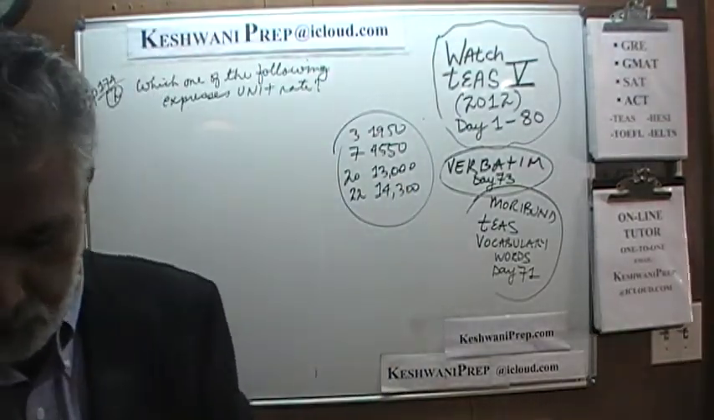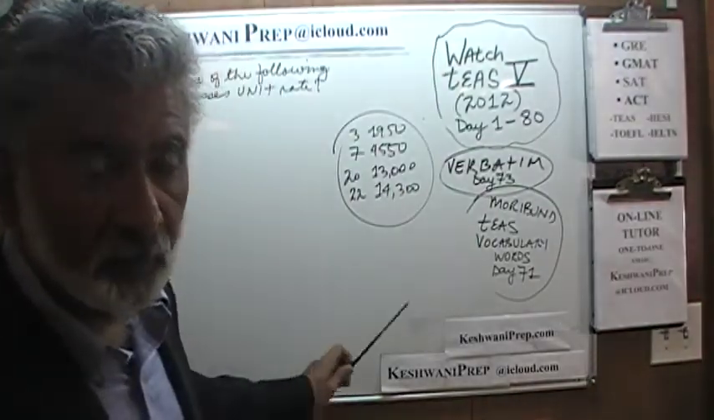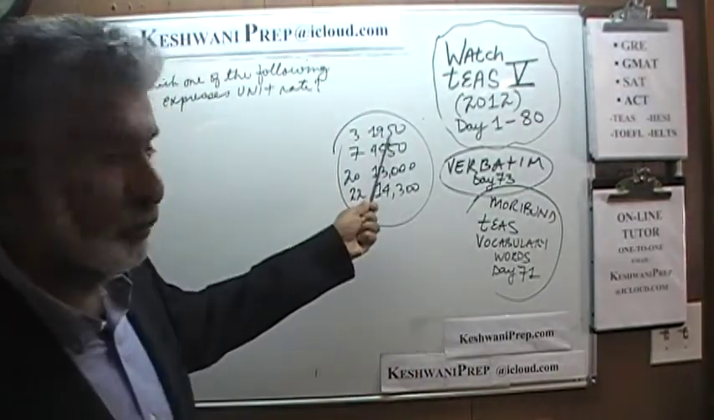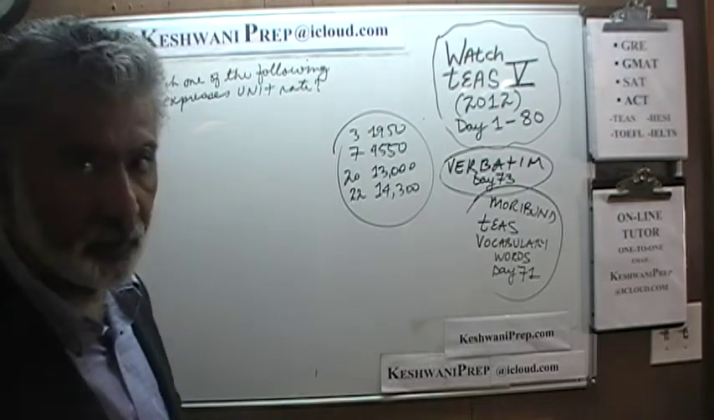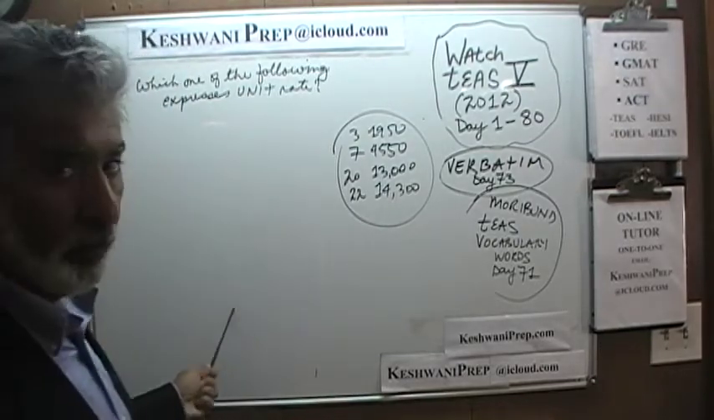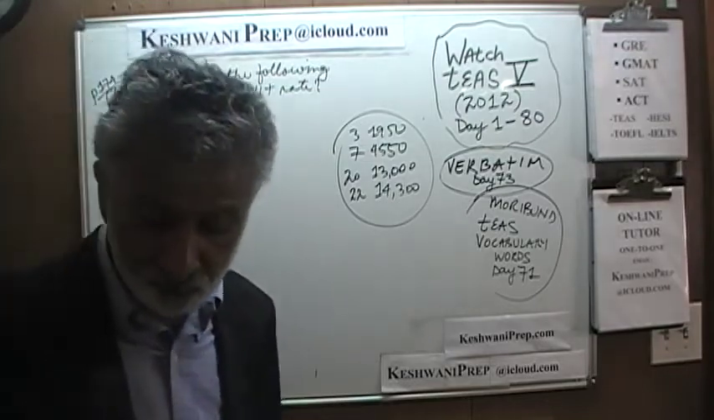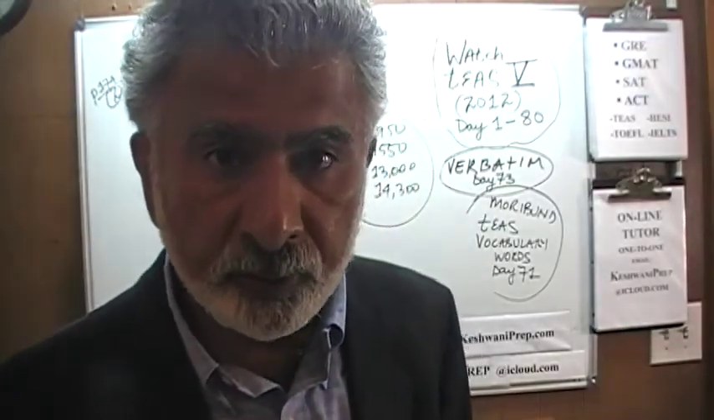So apparently somebody was keeping track of the total number of steps they walked over the course of one month. At the end of the 3rd day, they have walked 1,950 steps. At the end of the 7th day, they have walked 4,550 steps, and so on. And the question is, which one of the following expresses the unit rate? The reason I'm making so much fuss about it is because we have to understand what's going on here in terms of the answer choices.